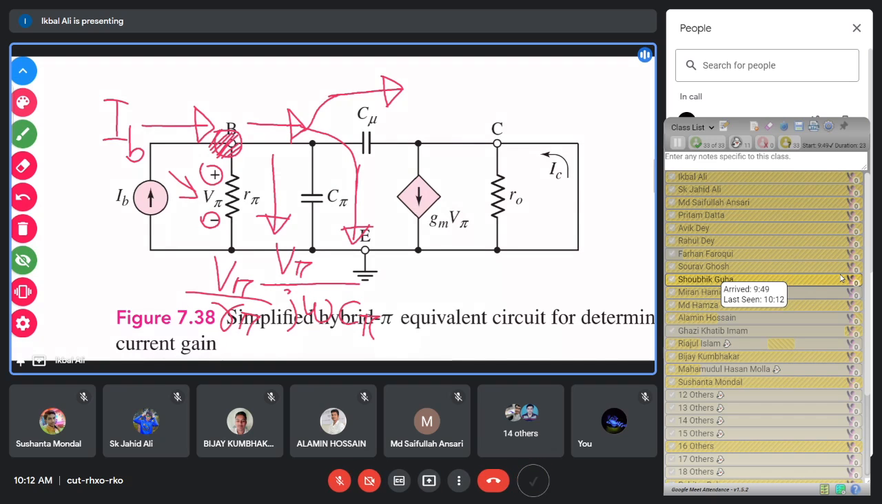And what is the current flowing through the capacitor C mu? You have to find the voltage across the capacitor C mu. So you have to find the voltage at this point and this point. Then you can find the current flowing through the capacitor C mu. What will be that voltage? Can anybody guess?